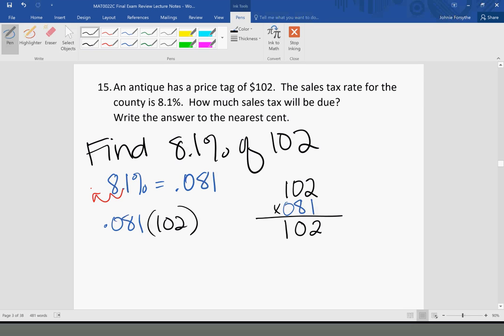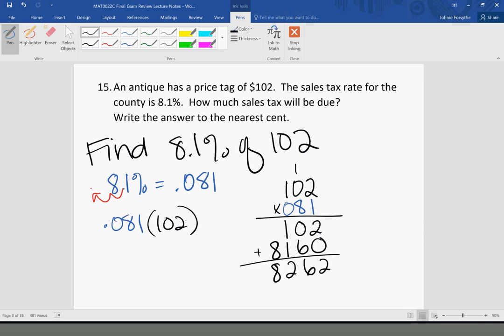1 times 2 is 2. 1 times 0 is 0. 1 times 1 is 1. The placeholder of 0. 8 times 2 is 16. Carry the 1. 8 times 0 is 0 plus 1 is 1. 8 times 1 is 8. And I don't have to do it with a 0 because that's not going to change anything. So now we're going to add. 2 plus 0 is 2. 0 plus 6 is 6. 1 plus 1 is 2. And then bring down the 8. Oh, okay, I see what you were doing.